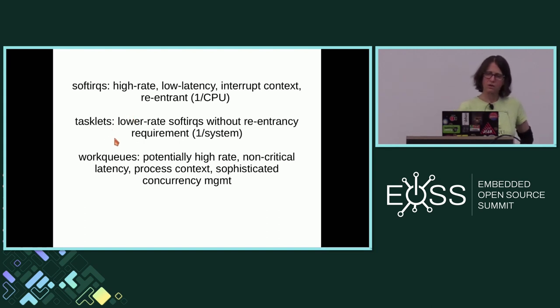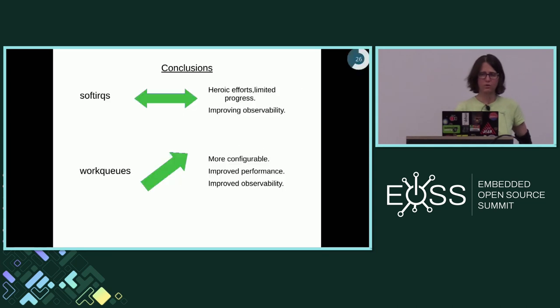Tasklets, I haven't really had time to talk about, but a given tasklet only runs once on the system at any given time. So they're similar to Softirqs, except now they have this workqueue API, and they don't need to be reentrant. And then workqueues are potentially high rate, but less critical latency. They always run in process context. And they have this remarkably sophisticated automated concurrency management system, which you can enjoy, and very good observability tools.